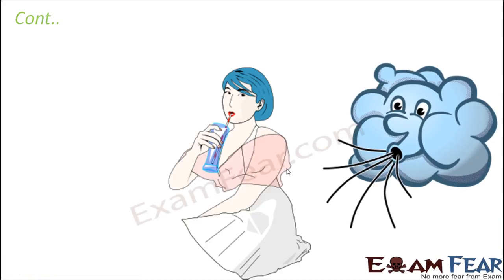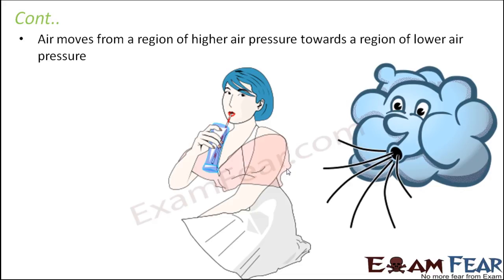So let us try to apply the same concept to this example of the straw. As I mentioned before, what happens when we suck through the straw? The liquid which is present inside the glass tends to come up through the straw, and that's how it enters our mouth. Here we will see another interesting concept associated with air pressure. The movement of air happens along the gradient, from a region of higher concentration towards a region of lower concentration.